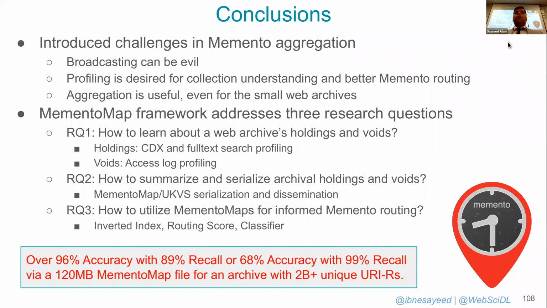What we found is we achieved over 96% accuracy with 89% recall and 68% accuracy with 99% recall via about 120 MBs of MementoMap file of an archive which has more than 2 billion URIs in it. So with that, thank you so much for paying attention and listening, and I'm open to questions.